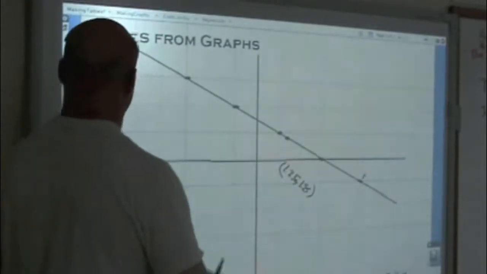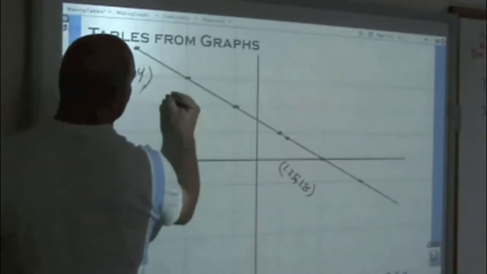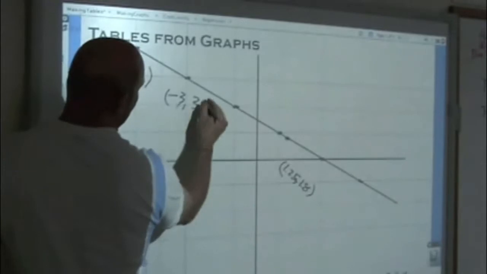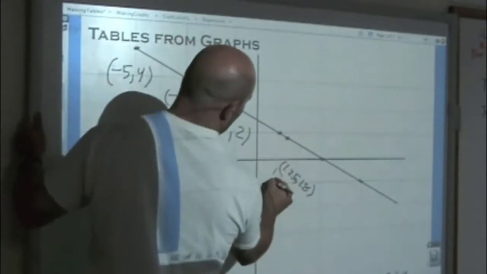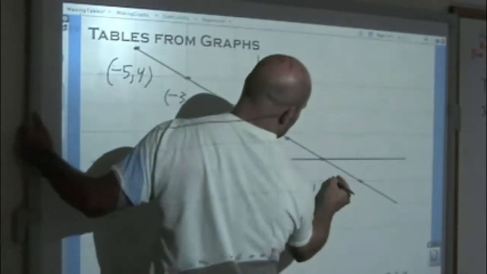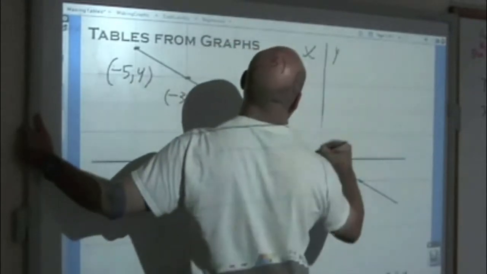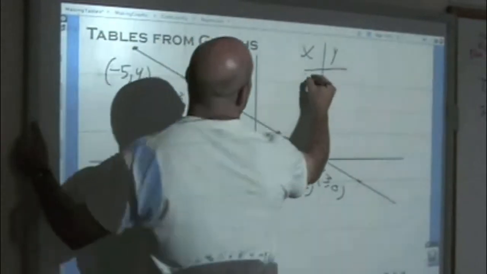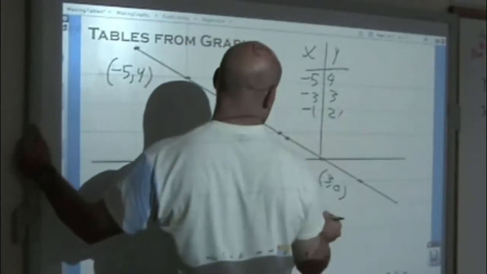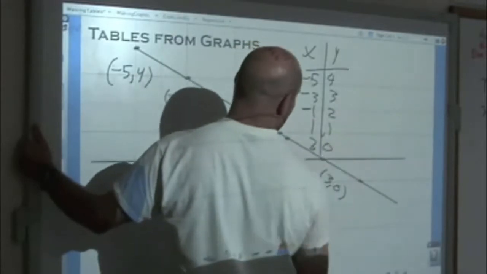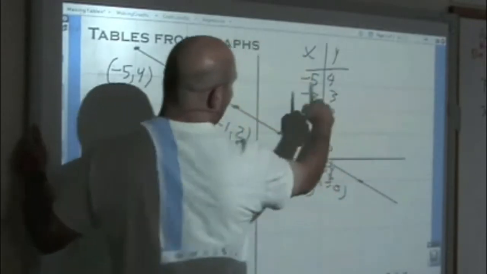1, 2, 3, 4, 5. 1, 2, 3, 4. This is negative 5, 4. This is negative 3, 3. This is negative 1, 2. This is 1, 1. This is 3, 0. And so if I want to make this into a table, I just take the x's and the y's and take the points. Negative 5, 4. Negative 3, 3. Negative 1, 2. 1, 1. 3, 0. The next one going from there would have to turn out to be 5, negative 1, following the patterns on each side.